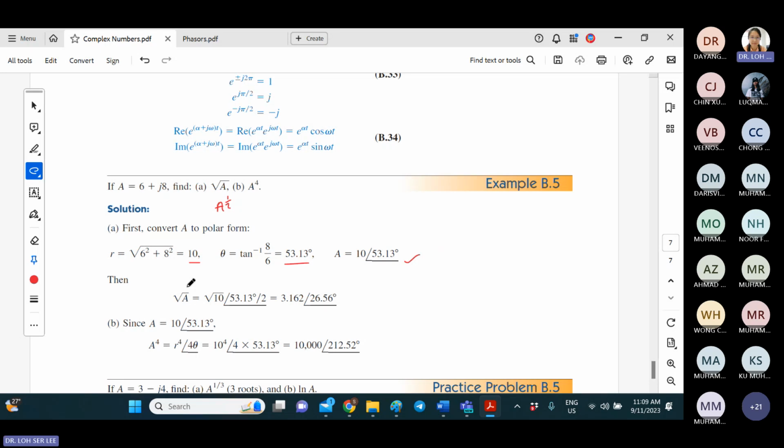Then square root of a is square root of 10. Square root is the power of half, so 10 to the power of half. And for the angle, we need to multiply by half. This angle multiplied by half, then you get this answer.